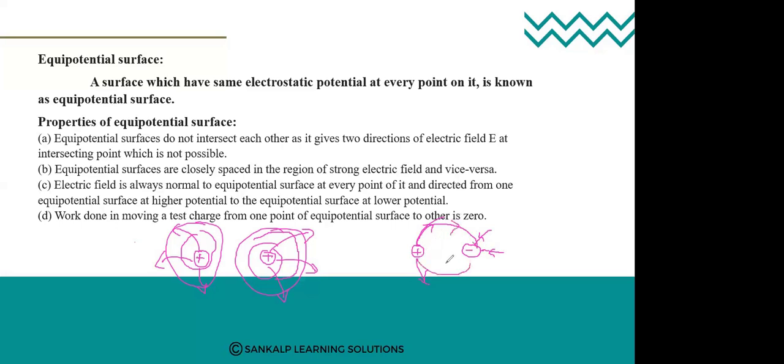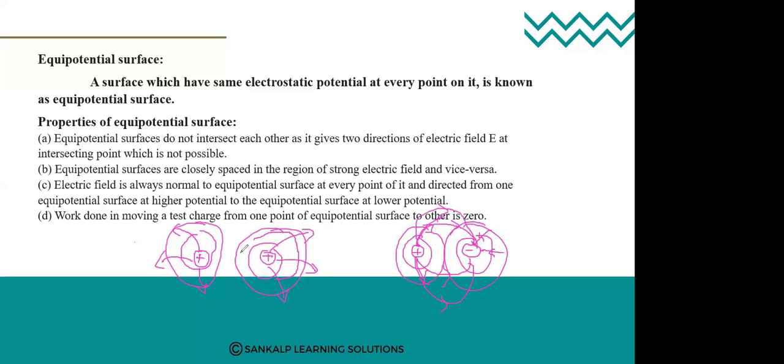So when it is like this, the electric field lines are closely spaced. We are able to see the electric field lines are closely spaced. In that case, the equipotential surfaces are coming closer to each other. Getting my point?